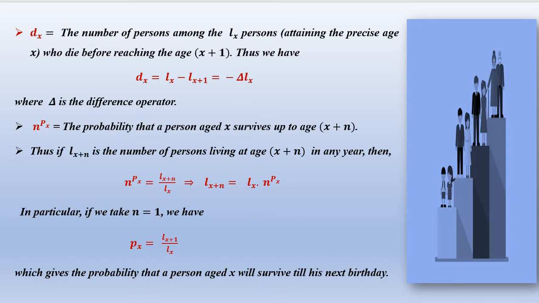npx, this is the probability that a person aged x survives up to age x plus n. Thus, if lx plus n is the number of persons living at age x plus n in any year, then npx is equal to lx plus n by lx, which implies lx plus n is equal to lx into npx. In particular, if we take n equal to 1, we have px is equal to lx plus 1 by lx, which gives the probability that a person at age x will survive till his next birthday.